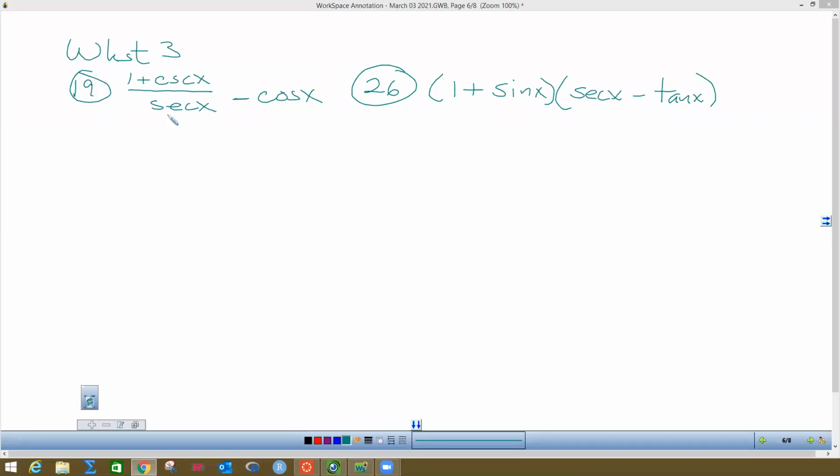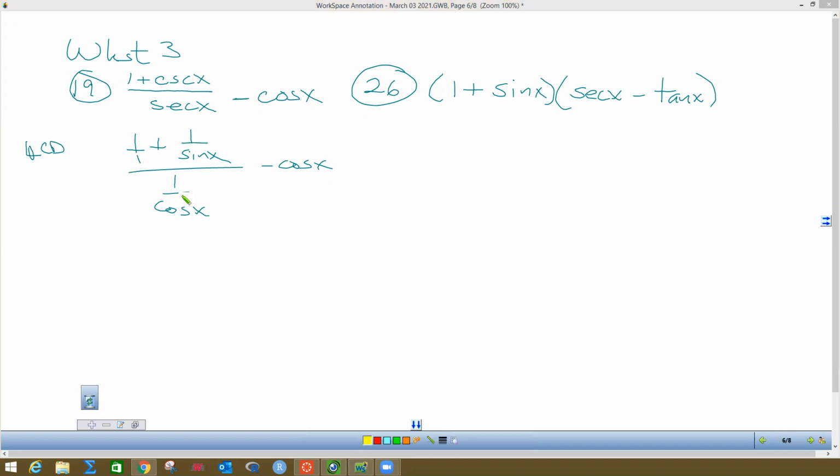Okay, so the first thing we're going to do on 19 is change all this to sine and cosine. So the reciprocal of cosecant is 1 over sine, the reciprocal of secant is 1 over cosine. We're just going to let this minus cosine hang on out here. And I'm going to find the LCD, the LCD of all of these denominators in this complex fraction.